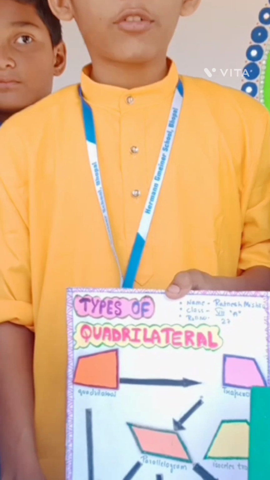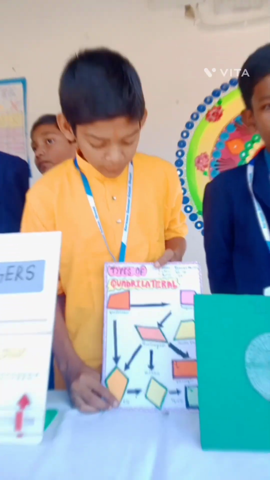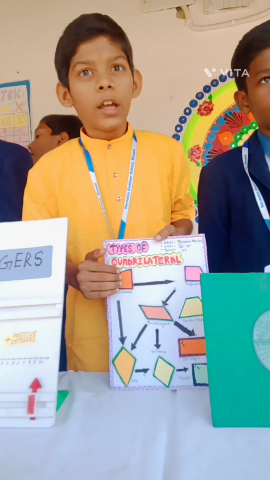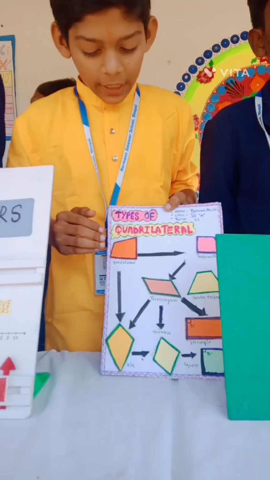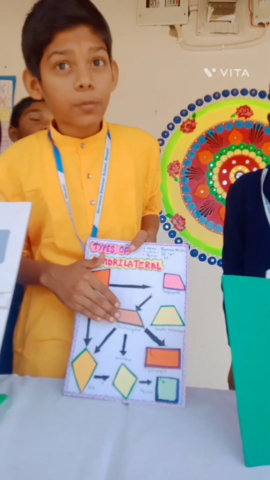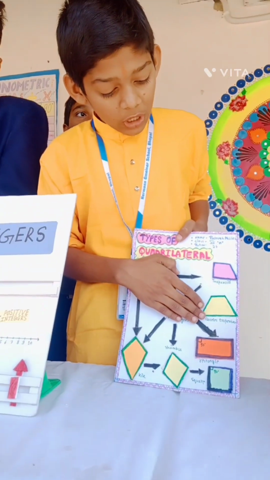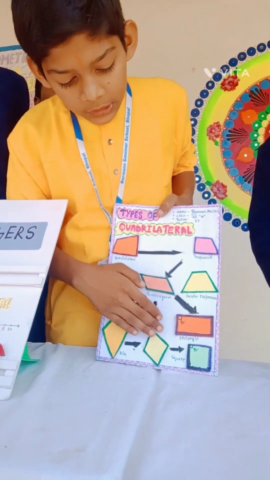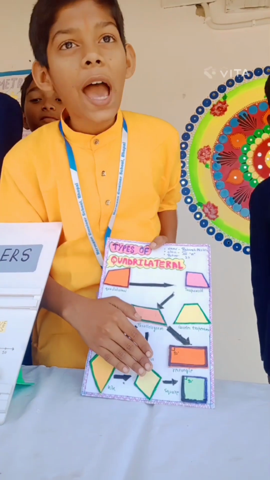This is class 7, and today I am here to explain to you about types of quadrilateral. There are 8 types of quadrilateral. First is quadrilateral, then parallelogram, isosceles trapezium, rhombus, rectangle, square, and the last one is kite.